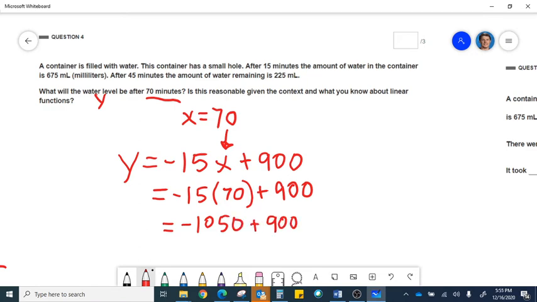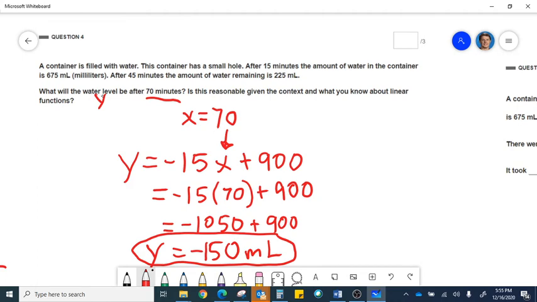And I continue right down the 900. So when I subtract, I say 900 minus 1,050, or negative 1,050 plus 900, what I end up with is negative 150. Okay? Negative 150 what? Y equals negative 150. Well, y is milliliters. The question asked me, what will the water level be after 70 minutes? So it'll be negative 150 milliliters.